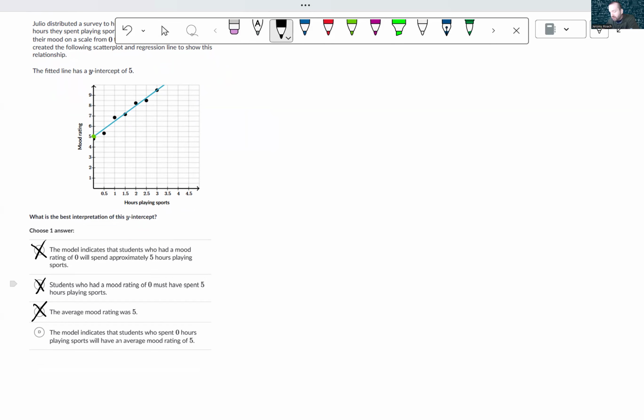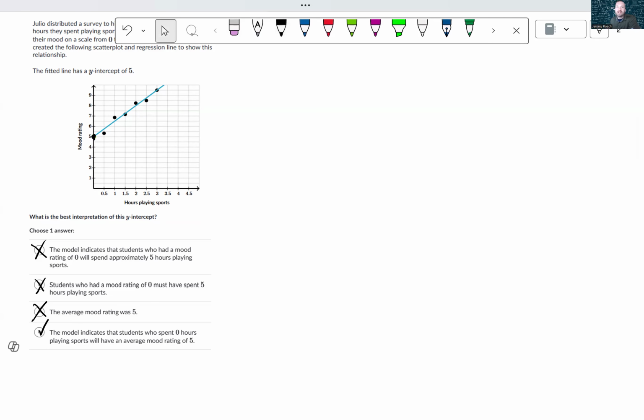It says the model indicates that students who spent 0 hours playing sports will have an average mood rating of 5. So this one's gonna be D. And I suppose C would be very close. It's just saying that the average was 5. That would be 5 every time, but this is saying 0 hours, mood rating of 5. So that's how we get D.